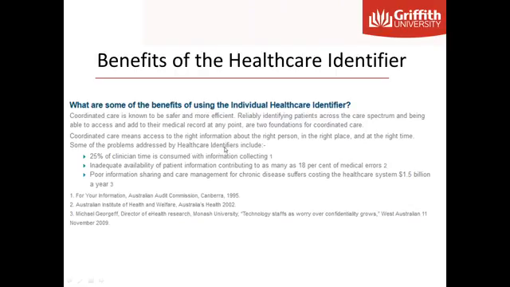confusion on healthcare identifiers, which includes 25% of clinician time being consumed with information collecting, inadequate availability of patient information contributing to as many as 18% of medical errors, and poor information sharing and care management for chronic disease such as heart disease suffers, and that in turn costs the healthcare system about $1.5 billion a year. So we're going to spend a little bit more time on this next week, but I just want to allude to the fact that having a unique healthcare identifier is critical.